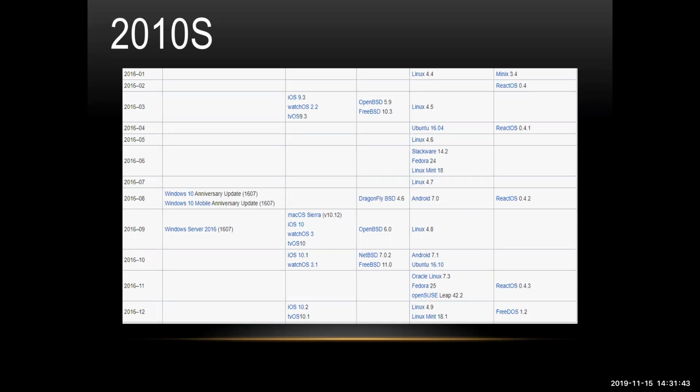And then October, we had iOS 10.1, and then Watch OS 3.1, followed by NetBSD 7.0.2, and FreeBSD 11.0, together with Android 7.1 and Ubuntu 16.10. And then November, we had Oracle Linux 7.3.